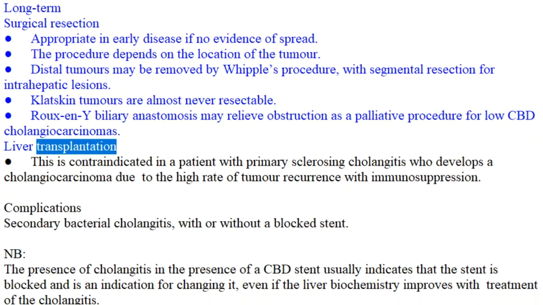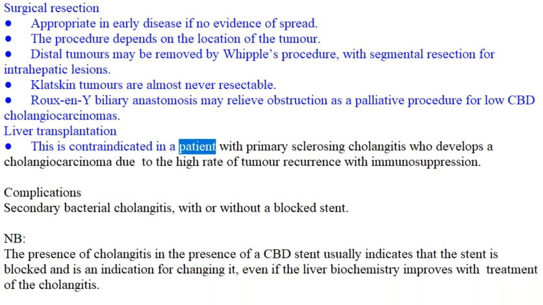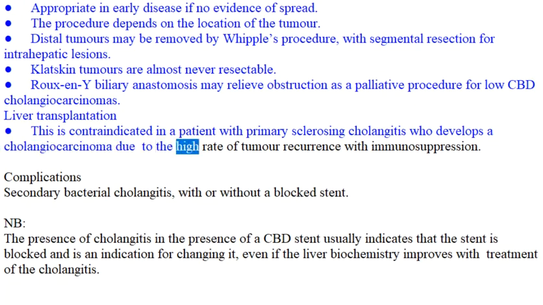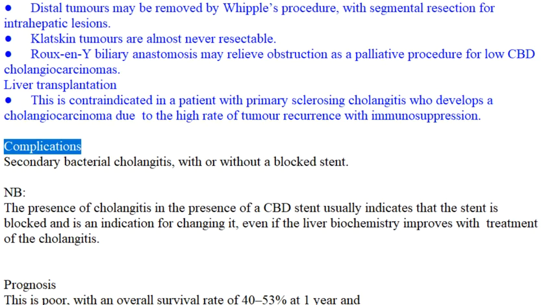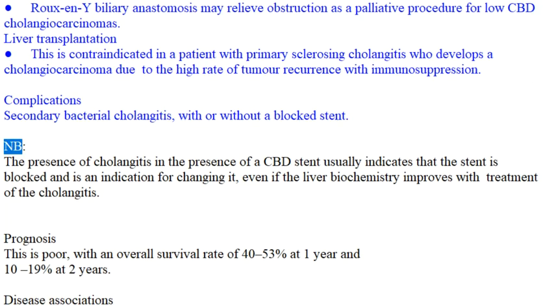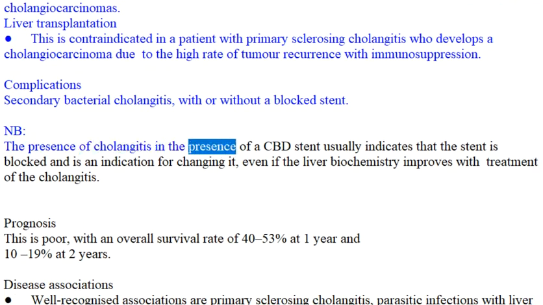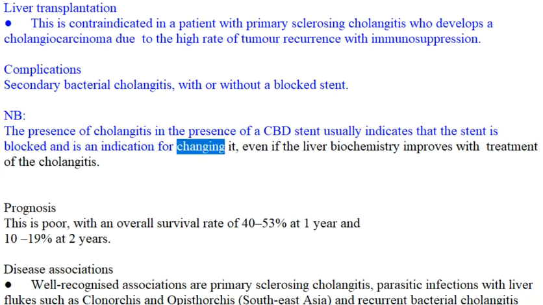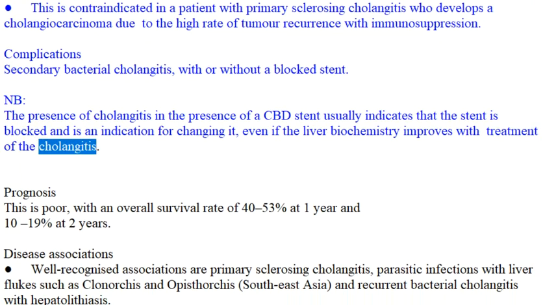Liver transplantation. This is contraindicated in a patient with primary sclerosing cholangitis who develops a cholangiocarcinoma due to the high rate of tumor recurrence with immunosuppression. Complications. Secondary bacterial cholangitis, with or without a blocked stent. NB. The presence of cholangitis in the presence of a CBD stent usually indicates that the stent is blocked and is an indication for changing it, even if the liver biochemistry improves with treatment of the cholangitis.